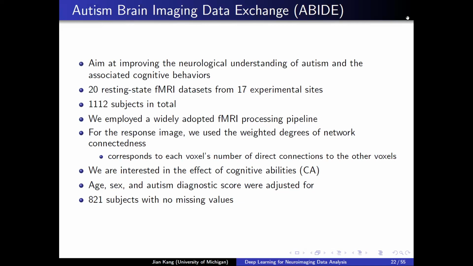We also apply this method to real neural imaging data sets. Here I'll give you an example with the data set I introduced at the very beginning of my talk. It's a consortium effort collecting data from 20 different experimental sites and around 1,000 subjects. We look at the degree of network connectedness, which reflects how each brain location is connected to others, and how strong the signal is with other locations. I'm using this to look at the differences between cognitive ability scores and how they associate with this brain activity.